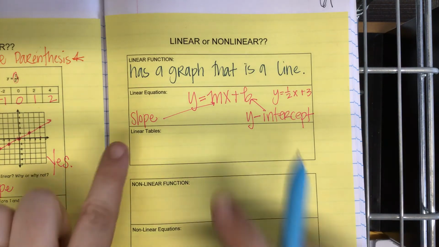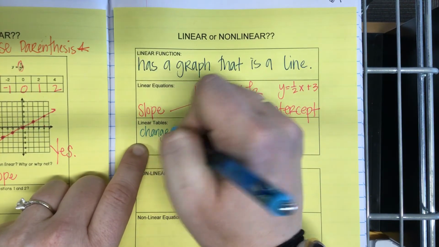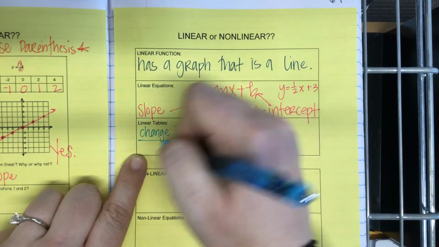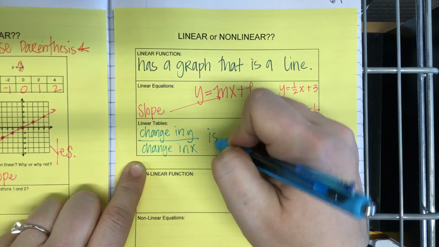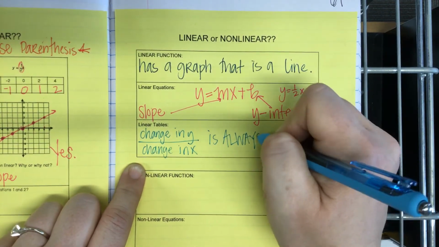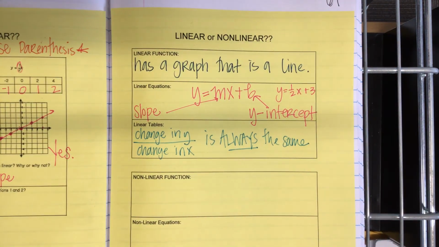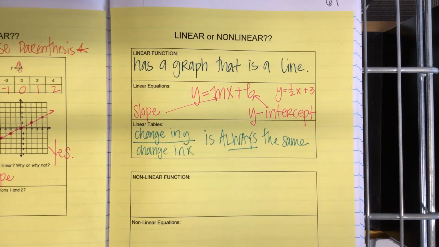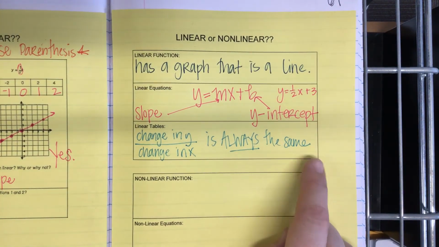If you're given a table of values, you can tell it's linear if the change in y over the change in x is always the same in the table, one table at a time. If you're given a table, the change in y over the change in x is always the same.